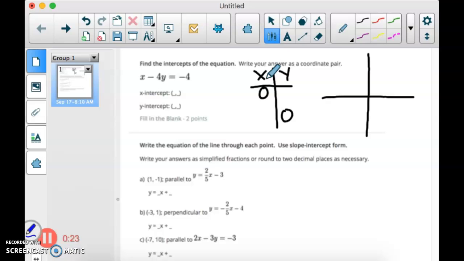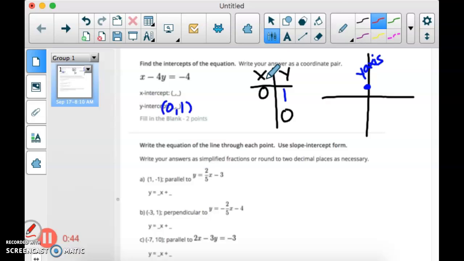If you plug x equals 0 into the equation and solve for y, you end up getting y equals 1. When you plot the point (0, 1), it is on the y-axis. You can think that the y value is what's changing, so that's your y-intercept. (0, 1) needs to go in that second spot.